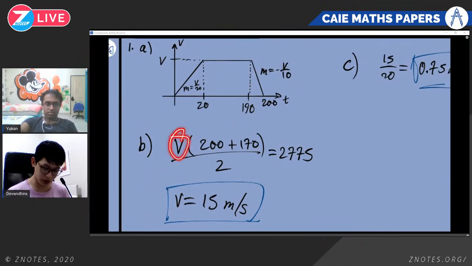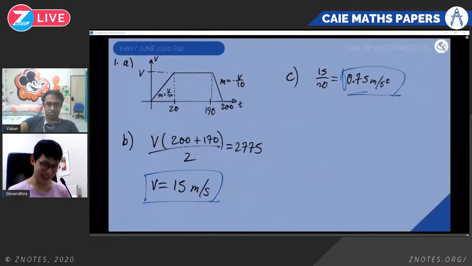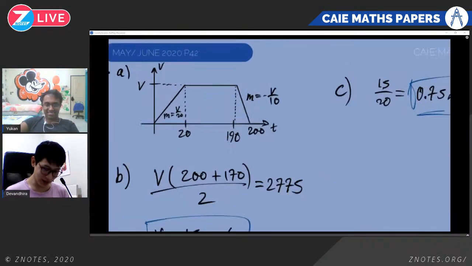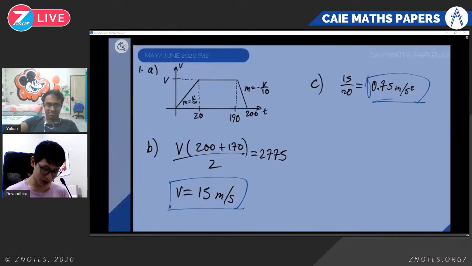This is our height, of course, times our first side plus second side, divided by 2. We equate that to 2775. We convert this to meters because everything here is in meters per second. Then we can just solve that. We multiply by 2 here, then divide by this whole thing down here, and you get 15. Agree? Right. Very simple, right? All right. So we know that v is 15 meters per second.